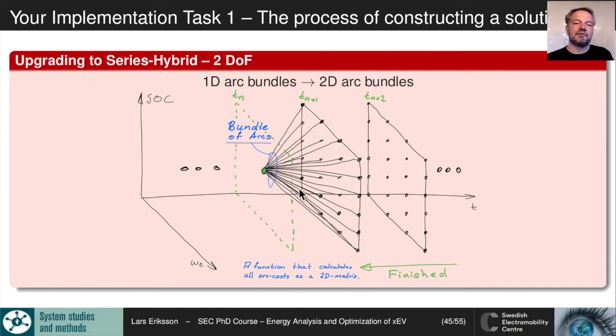And the principle is no different than the previous case. It's just that it's two-dimensional. And you will then need to make a function that can return this two-dimensional matrix to the outer optimizer. Between the parallel hybrid and the series hybrid, we go from one-dimensional arc bundles to two-dimensional arc bundles. And it's just a matter of matrix programming to finish the work there.